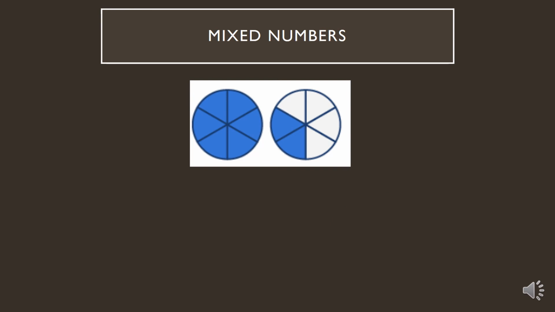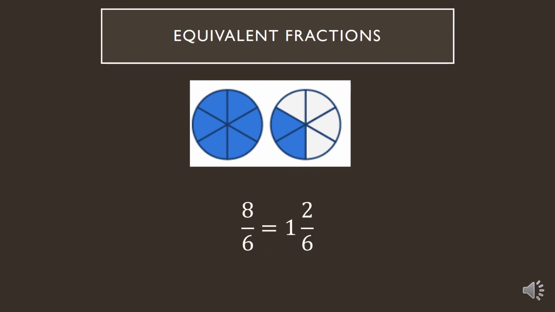Here's the same diagram. We can represent it another way, using what's called a mixed number. So we can say we have 1 whole circle and 2/6. So 1 and 2/6. Okay. So we can see from the previous slides that 8/6 is equal to 1 and 2/6. They show the same thing. So, but we can describe them different ways.